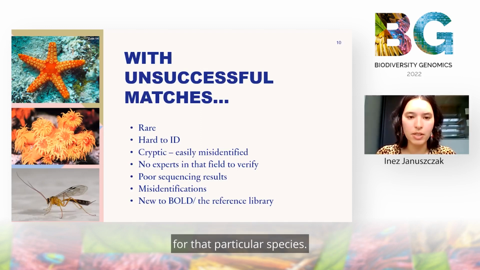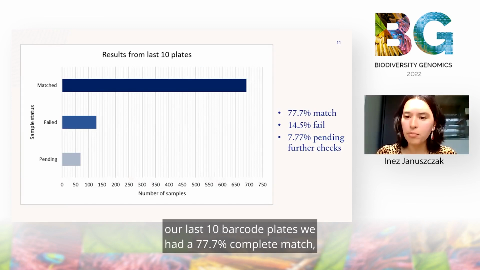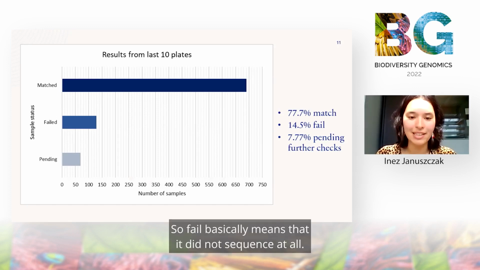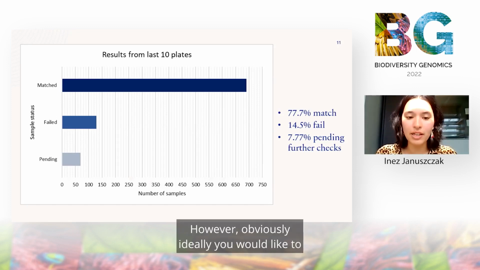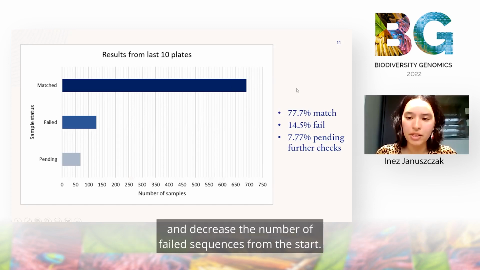So just as an overview from the Natural History Museum, of our last 10 barcoding plates, we had a 77.7% complete match, 14.5% fail, and 7.77% pending future identification. So fail basically means that it did not sequence at all. So this is a decent set. However, obviously, ideally, we would like to improve the number of matches that we get and decrease the number of failed sequences from the start.